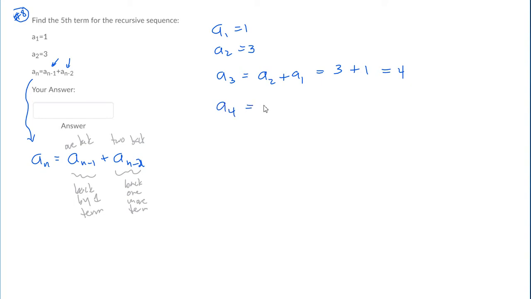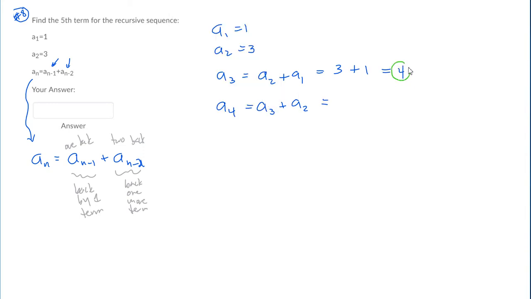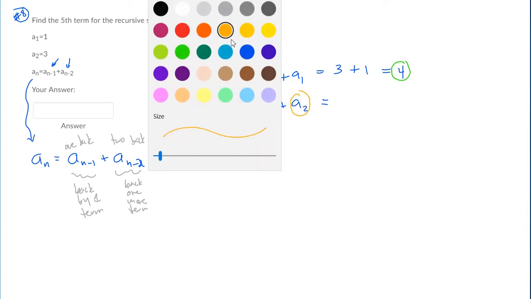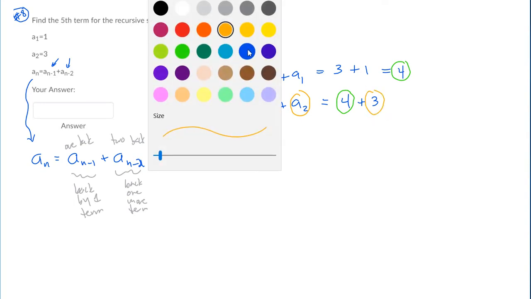Let's go to A4. A4 is going to be the term before the fourth term, which would be the third, plus the term before the third, which would be the second. Now, the third term, we just figured that out, right? We just got that guy. The A3 was a 4. What about the A2? The A2 was given to us, right? The A2 was a 3. So I can just add those two numbers together, right? So I'm going to get the A3, which was a 4, and then the A2, which was the 3. Where are these coming from? I'll just color code it for you again, just so it's easy to spot. And we're going to add those together. And of course, we're getting what? We're getting a 7.